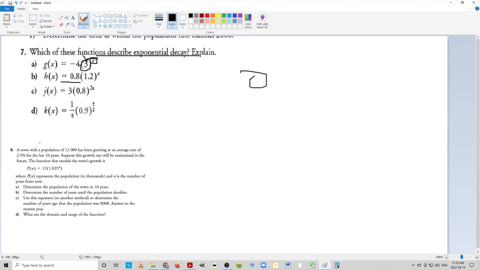It's 3. Is that below 1? No. So that's a growth, so it's not a decay. Here's the x, so that's the base. Is that base above 1? Yes, it is, so it's not a decay, so we cross it off.